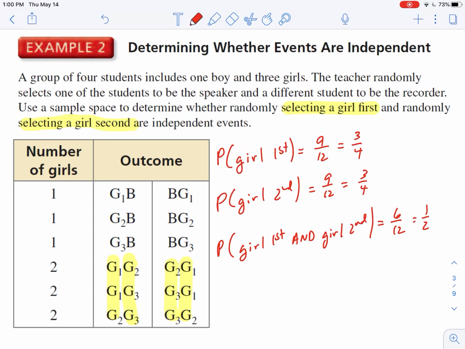Now, if we go through and multiply this out, 3/4 times 3/4 gives me 9/16. And we know that 9/16 is not the same thing as 1/2.